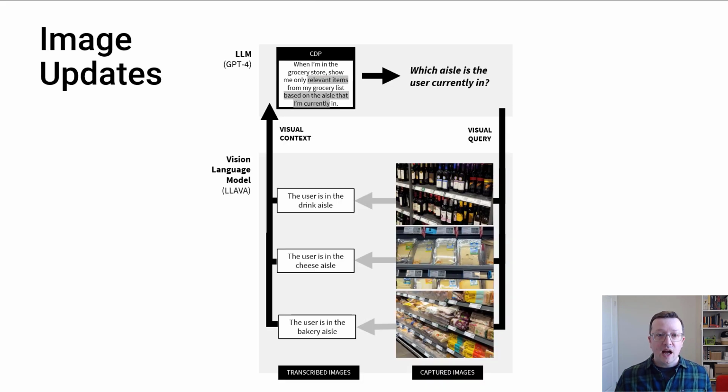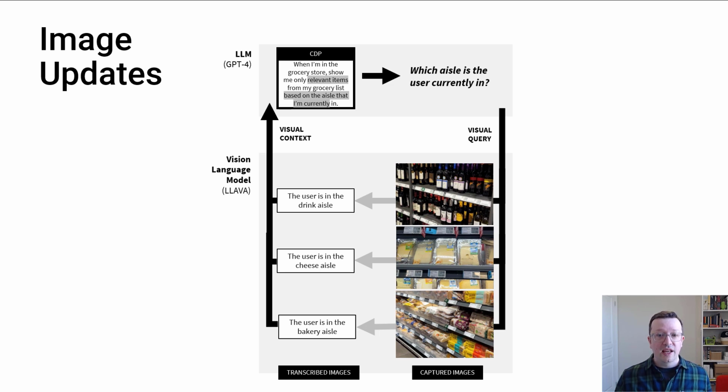But before I get to that, I want to say a little bit more about the image context updates, because it's kind of a cool aspect of the system and it illustrates some technical elements of our implementation. So when the user captures an image, the system prompts an LLM to consider the CDP and generate a question to be passed to a visual language model. We used the language model LLaVA. So in the grocery shopping example, this question might be, what aisle is the user currently in? So the VLM receives the image plus the question, and then it gives a textual reply.